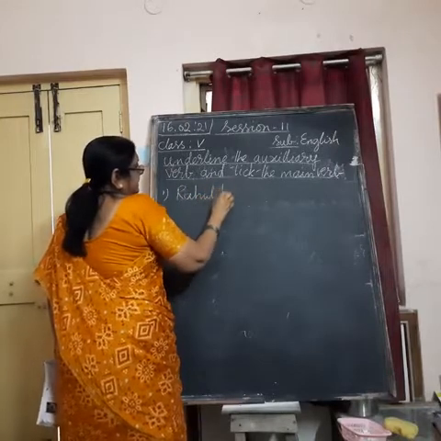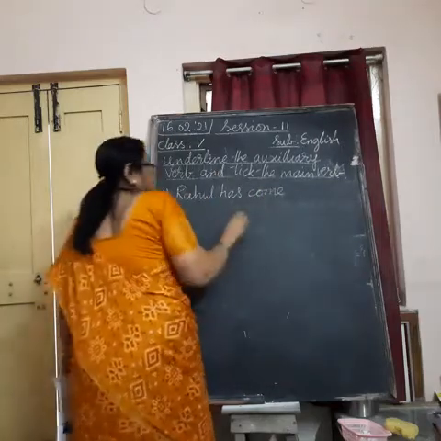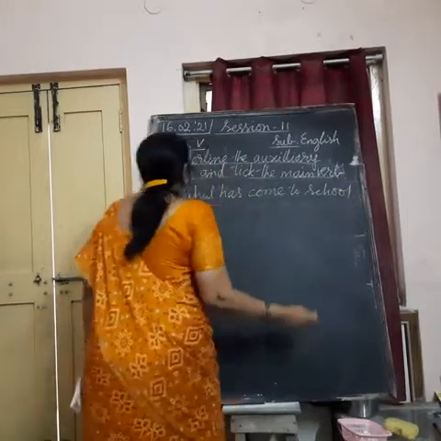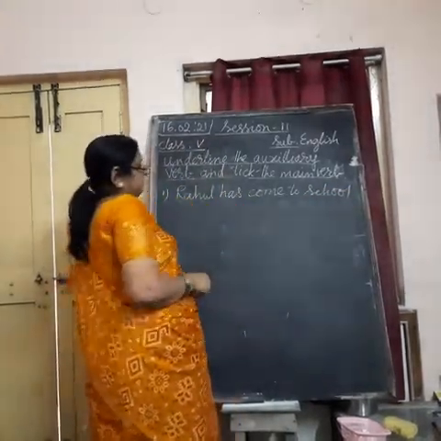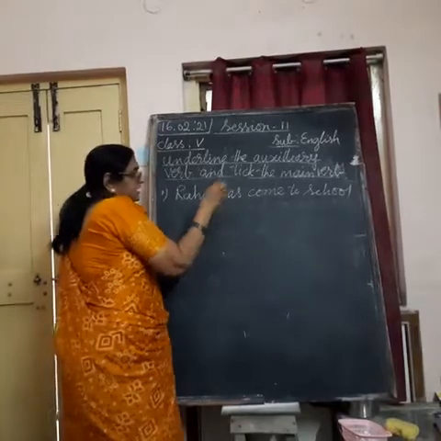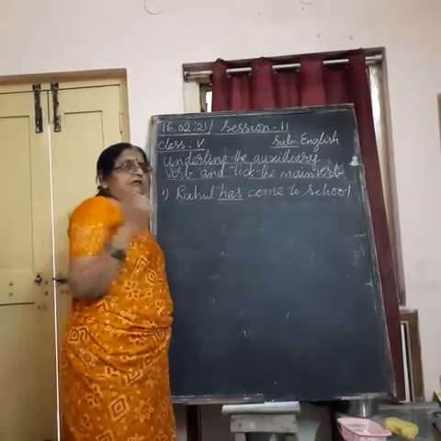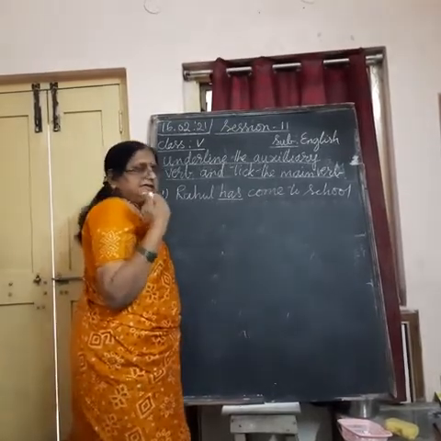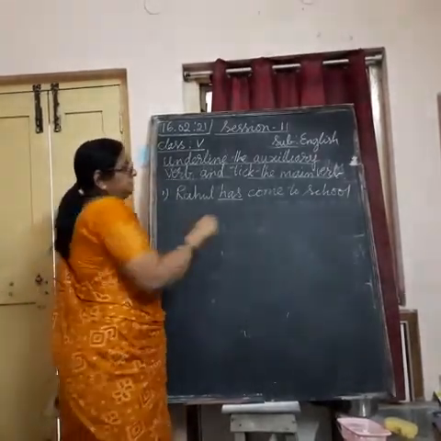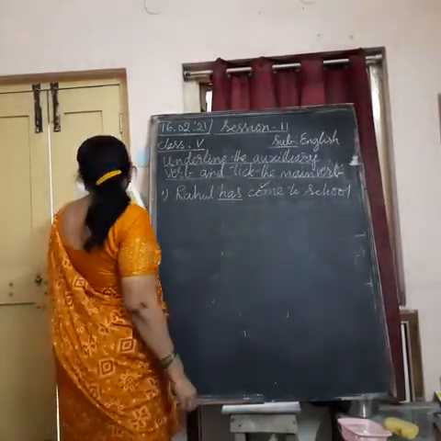Rahul has come to school. If it is the sentence, first what you have to do, underline the auxiliary verb. In this sentence, what is the auxiliary verb? Has is the auxiliary verb. We have to underline the helping verb. That is has, have, had, do, did, does, or is, are, was, were, can. They all are auxiliary verbs. Come is the main verb. We have to tick. Understand? Okay, next.